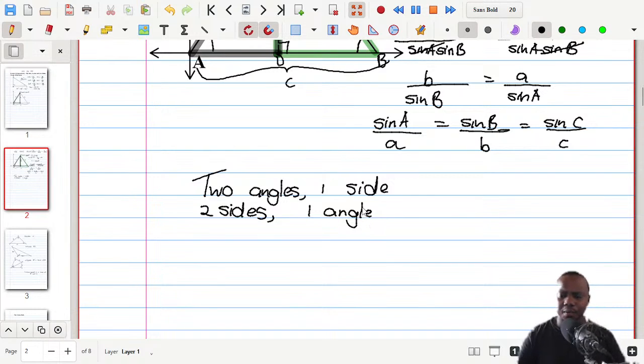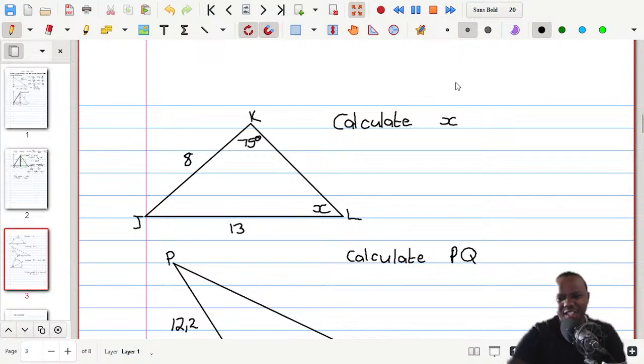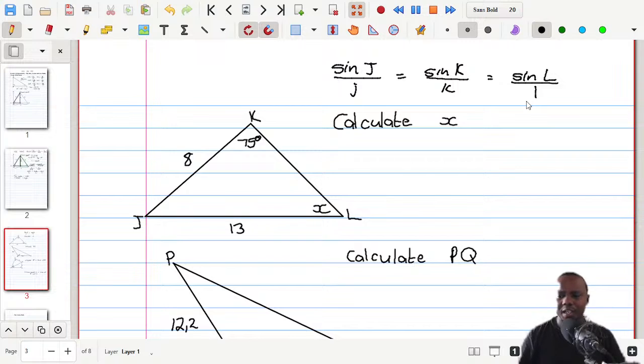Let's actually look at an example of when we would do such. So here's a diagram where they ask you to calculate the value of x. Now, the first thing I recommend that you do is to write out your formula. For this specific triangle, I have sine J over J is equal to sine K over K, which is equal to sine L over L. Now we need to check. We are calculating x, which is angle L. So the formula that we need to use must contain L.